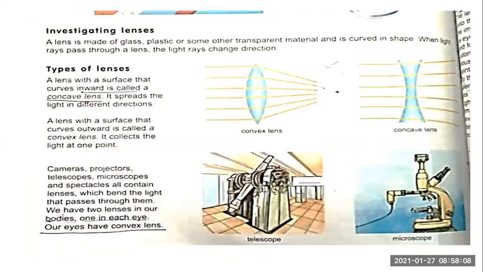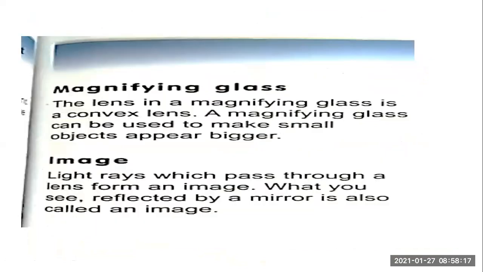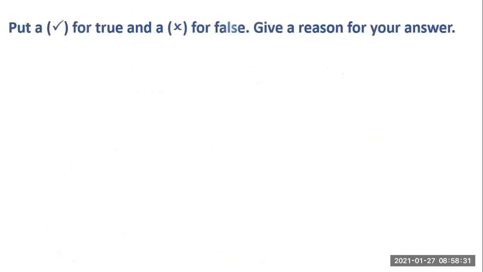Okay, afterwards we learned about the lenses, in which we learned two types of lenses, convex lens and concave lens. Okay, then we learned about the magnifying glass. The lens in a magnifying glass would be convex or concave? That would be convex. Okay. And they are used to make small things appear bigger. Then afterwards, we learned about image.